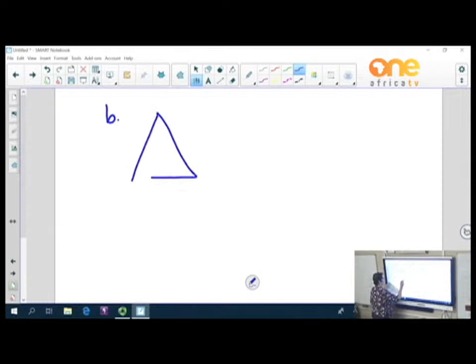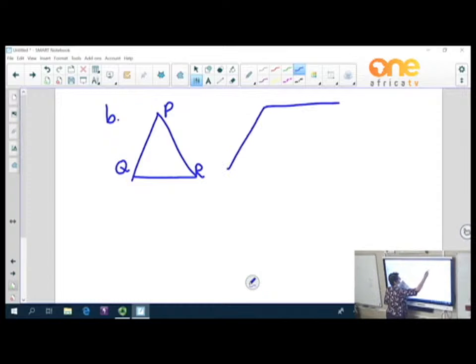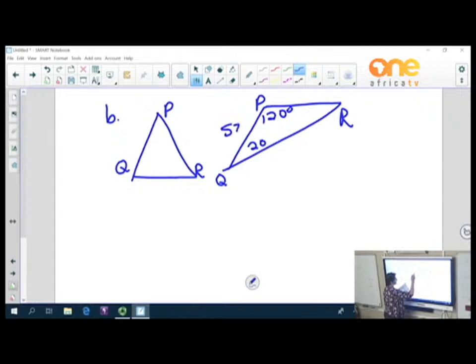Again, we're drawing the triangle PQR. Now, if I look there, I see that P is actually 120 degrees, so perhaps we can rather draw it like this. That one is 120 degrees, R, and this is then Q. Angle Q is 20 degrees, and PQ 57 centimeters, that one then 57 centimeters, and I have to find RQ. That is what I want to calculate, RQ.